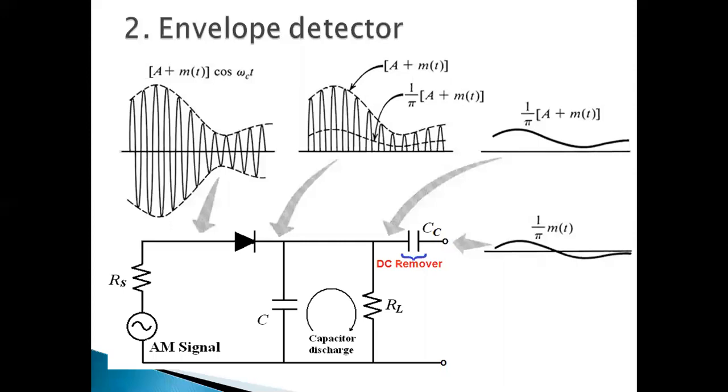See here, this is the circuit diagram. This circuit diagram consists of the diode, this is the diode, then the capacitor. And here we are considering a filter. Otherwise, we can simply consider it as a resistance, capacitance filter. So this is the envelope detector.